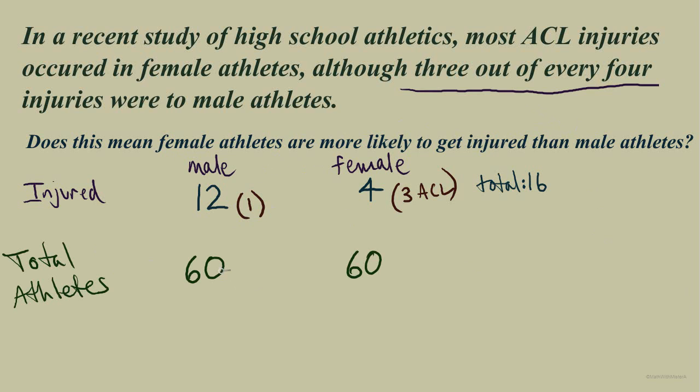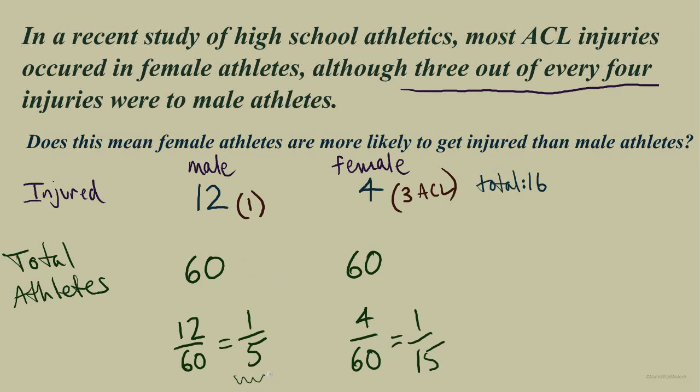If we assume that there were 60 male athletes and 60 female athletes, then for males, 12 out of 60 is 1 out of 5. For females, 4 out of 60 would be 1 out of 15. So if our reference values were that there were 60 total male athletes and 60 total female athletes, then it would be more likely, 1 in 5, that a male athlete is injured than a female athlete, 1 in 15.